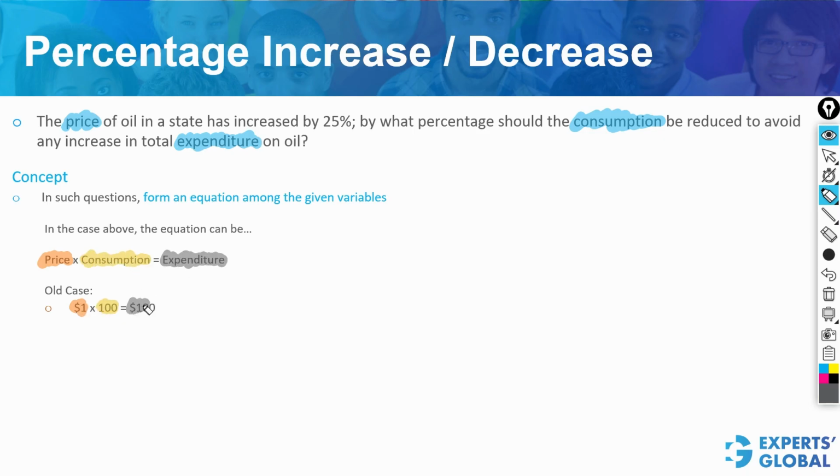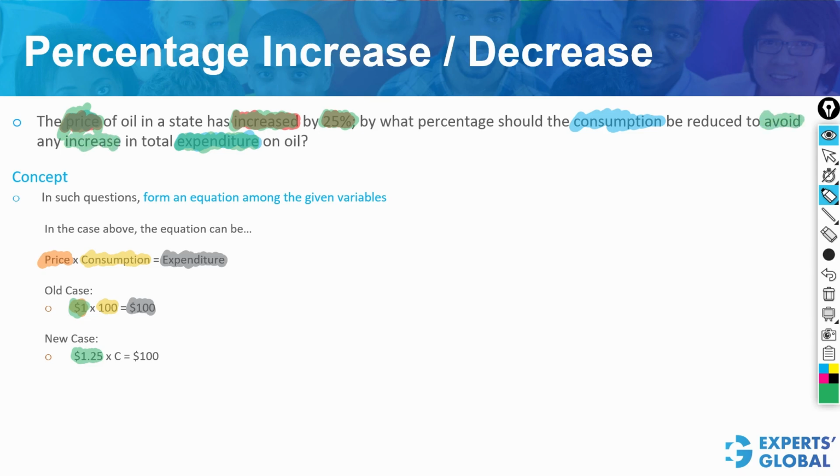Initially, we can assume the price to be $1, the consumption to be 100 units, the expenditure would turn out to be $100. Now there has been an increase in price of 25%. Therefore, after the price increase, the equation becomes this. The price, which was $1, now becomes $1.25 because of this 25% increase. The question says that the expenditure remained the same because any increase is to be avoided.